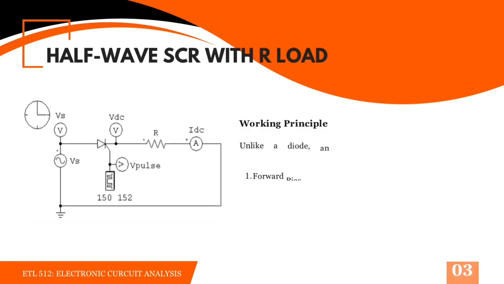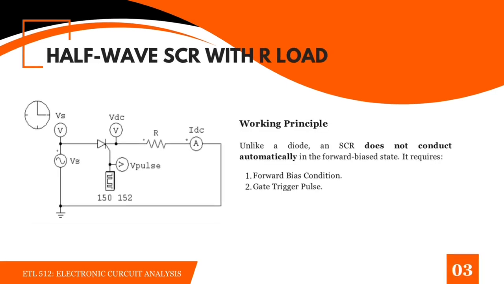An SCR behaves differently from a regular diode. Even when it is forward biased, it will not start conducting on its own. For conduction to begin, two conditions must be met. First, it must be in a forward bias state. Second, a gate trigger pulse must be applied. This gate signal acts like a switch to start conduction.